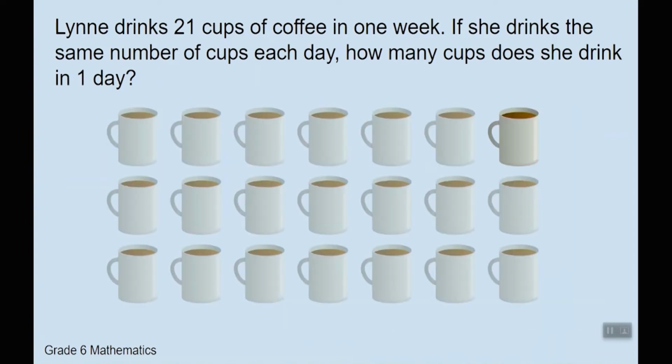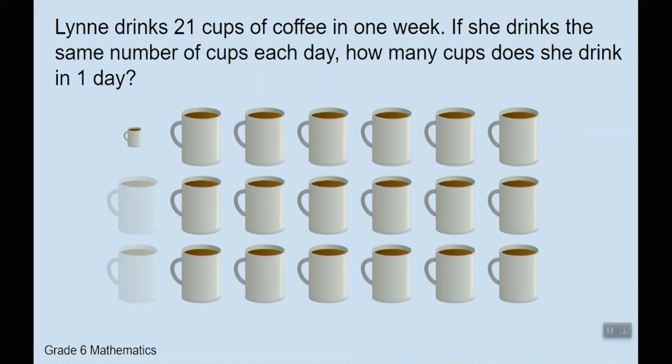Let's think about what this could look like. One way that mathematicians might represent their thinking is by drawing a picture. Lynn drinks 21 cups of coffee. She drinks this amount of coffee over a period of 7 days. If we split up the coffee evenly over 7 days, what do you notice? What is the unit rate for how many cups of coffee Lynn drinks in one day?